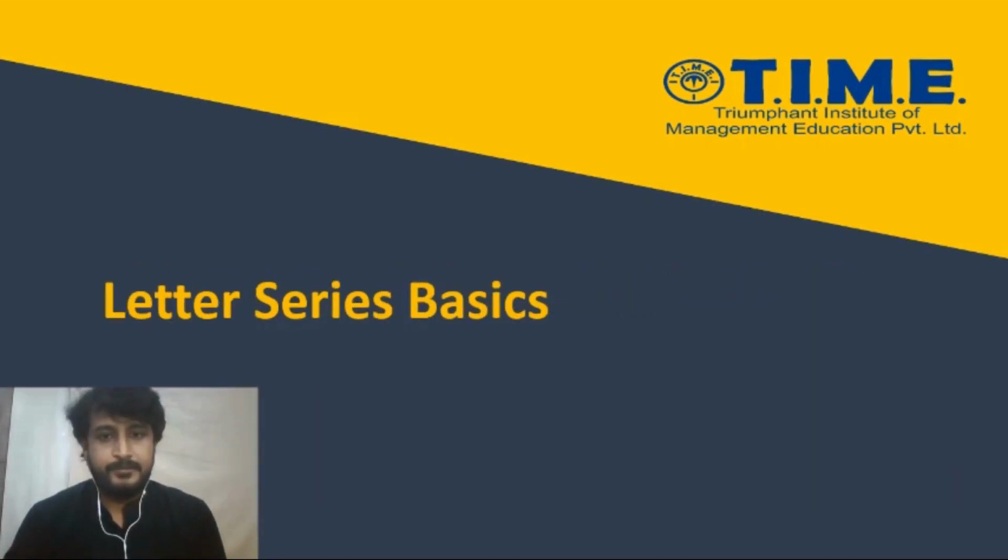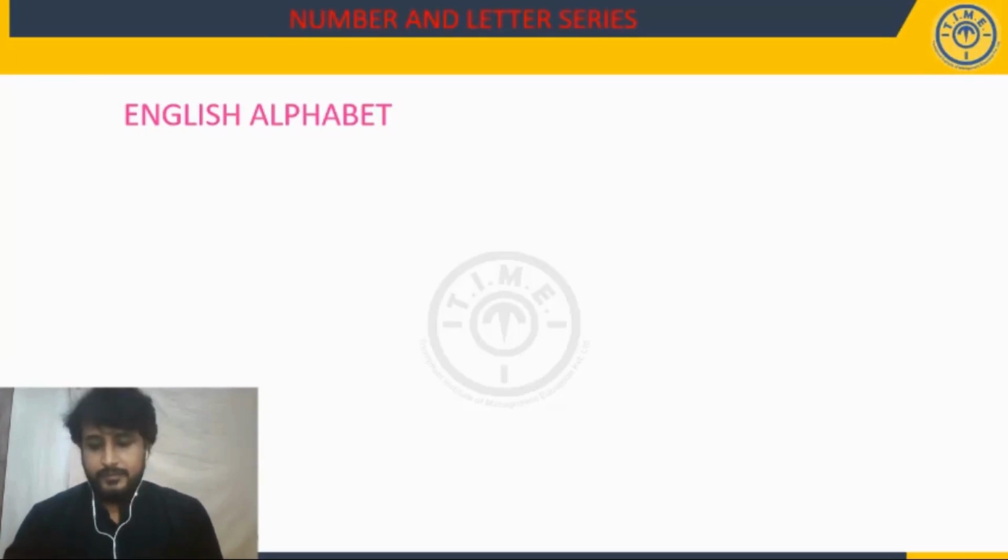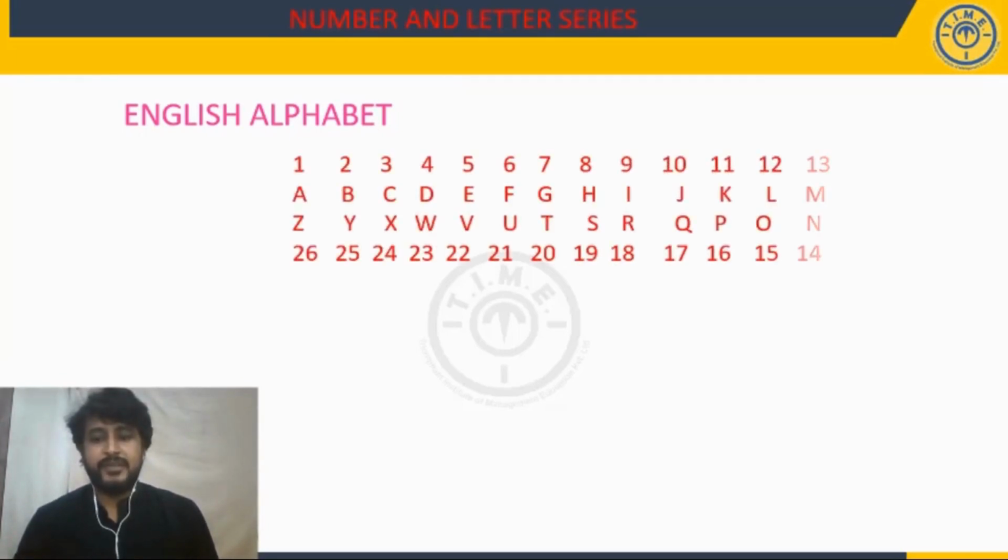Now, please take a note of the English alphabet set. Total of 26 letters. A's place value is 1, B's place value is 2. What do you mean by place value? It means the position of the letter in the English alphabet set. A's place value 1, B's place value is 2, C's place value 3 and so on. X place value 24, Y's place value 25, Z's place value 26.